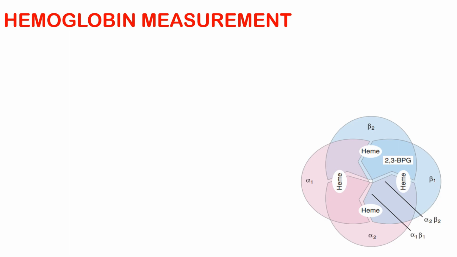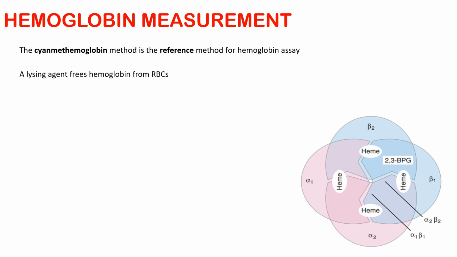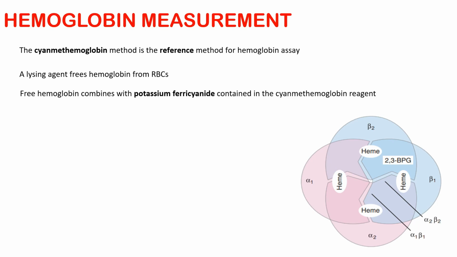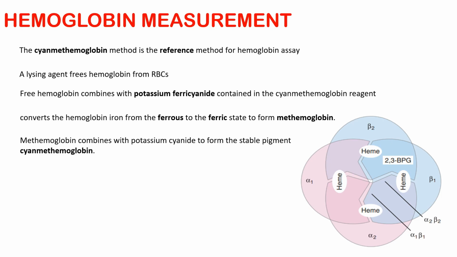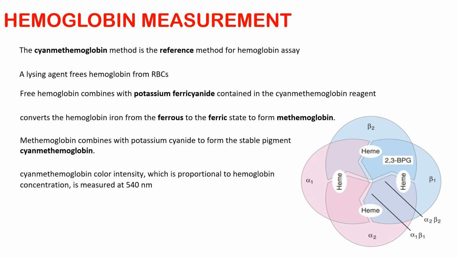Hemoglobin measurement. The cyanmethemoglobin method is the reference method for hemoglobin assay. A lysing agent frees hemoglobin from RBCs. Free hemoglobin combines with potassium ferrocyanide contained in the cyanmethemoglobin reagent, which converts the hemoglobin iron from the ferrous to the ferric state to form methemoglobin. Methemoglobin combines with potassium cyanide to form the stable pigment cyanmethemoglobin. Cyanmethemoglobin color intensity, which is proportional to hemoglobin concentration, is measured at 540 nanometers.